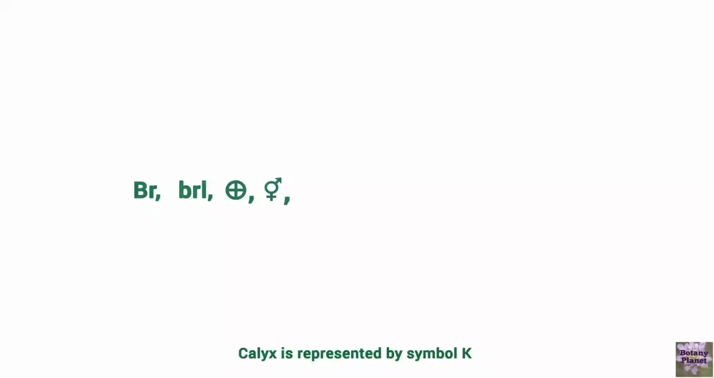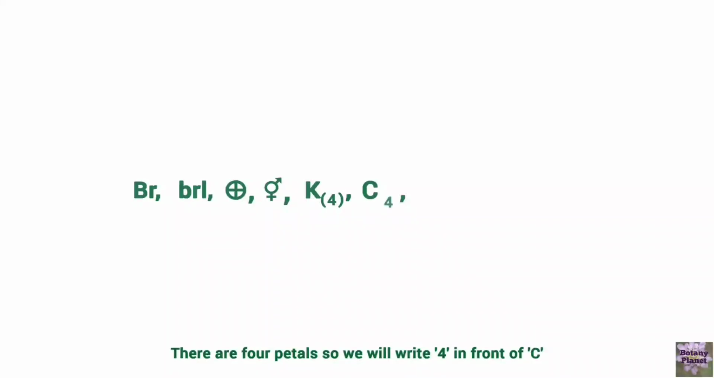Calyx is represented by symbol K. There are four sepals, so we will write 4 in front of K. Since the sepals are gamosepalous, which is fused, we will put 4 in brackets. Corolla. We represent corolla by C. There are 4 petals, so we will write 4 in front of C. Since corolla is gamopetalous, that is, it's fused from the base, we will put 4 in brackets.